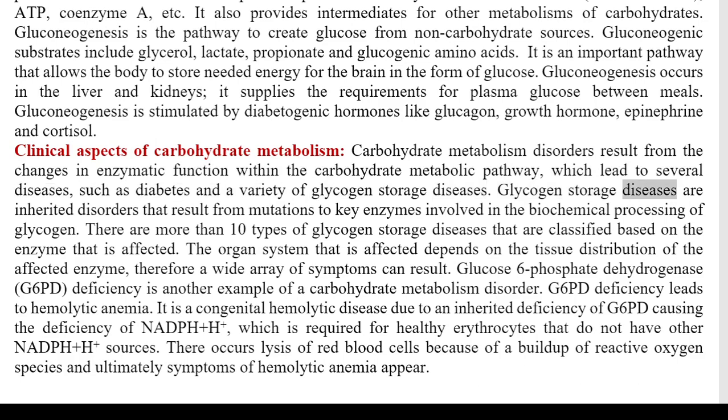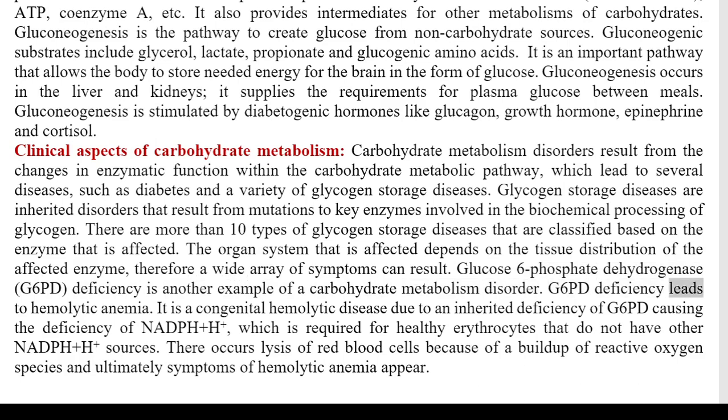Glycogen storage diseases are inherited disorders that result from mutations to key enzymes involved in the biochemical processing of glycogen. There are more than 10 types of glycogen storage diseases that are classified based on the enzyme that is affected. The organ system that is affected depends on the tissue distribution of the affected enzyme, therefore a wide array of symptoms can result. Glucose 6-phosphate dehydrogenase, G6PD, deficiency is another example of a carbohydrate metabolism disorder.